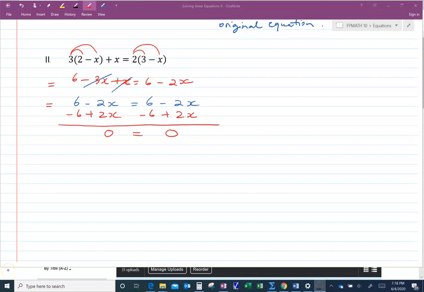So what does this mean? When you have left hand side equal to 0, right hand side equal to 0, the variables have disappeared. There are no variables left. This means that everything works. Everything works regardless of what you choose for the x value. It's irrelevant. The equation will hold.